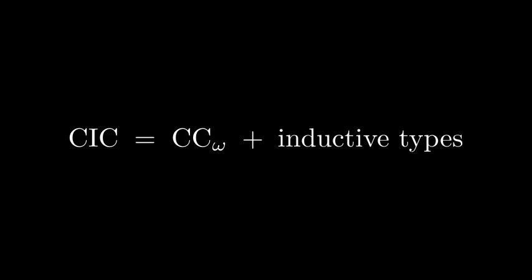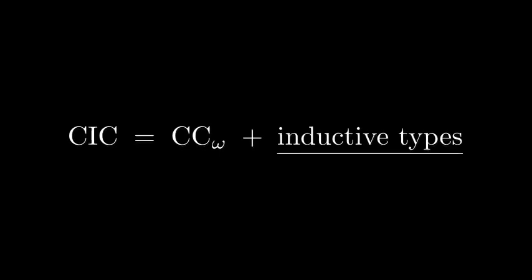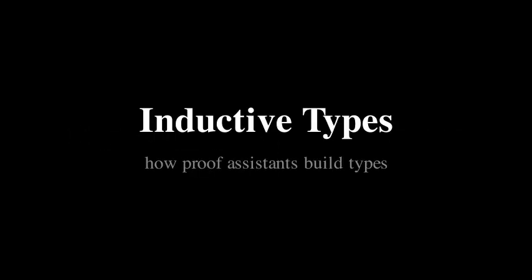Last episode ended right here. Proof assistants run on CIC, CoC plus a universe hierarchy plus inductive types. We sketched each of those three pieces, but inductive types stayed as just a name on the board. The part where a proof assistant actually builds its data. Today we open it.